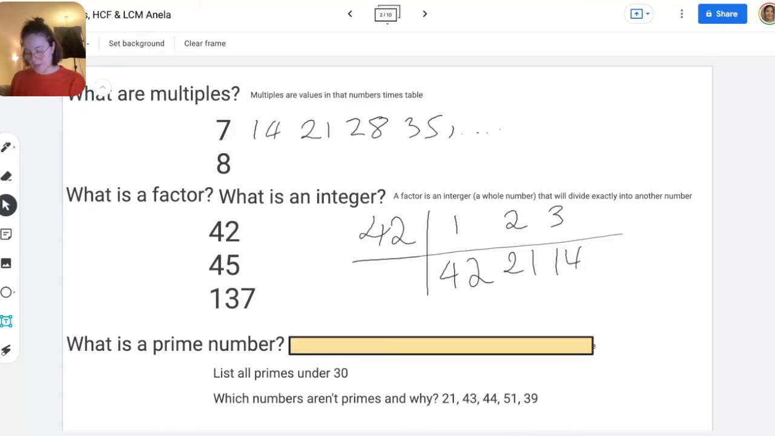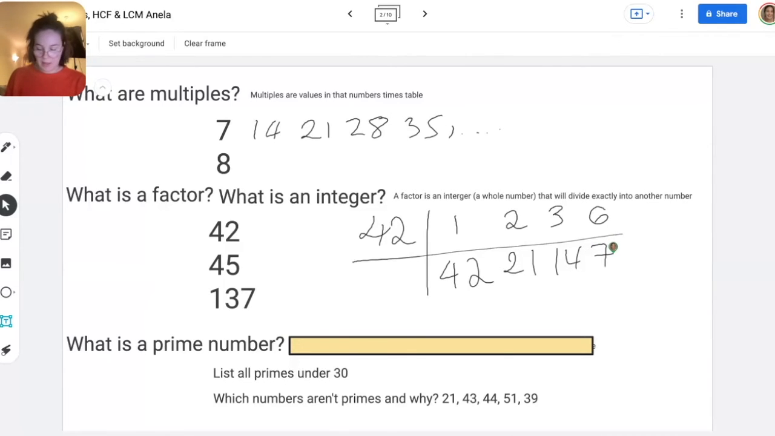And then we continue. Is 42 in the 4 times table? Well, no, it's not. Can it be in the 5 times table? No. Is it in the 6s? Yes. So what do we need to times 6 by to get 42? Well, that would be 7. So 6 times 7 makes 42.